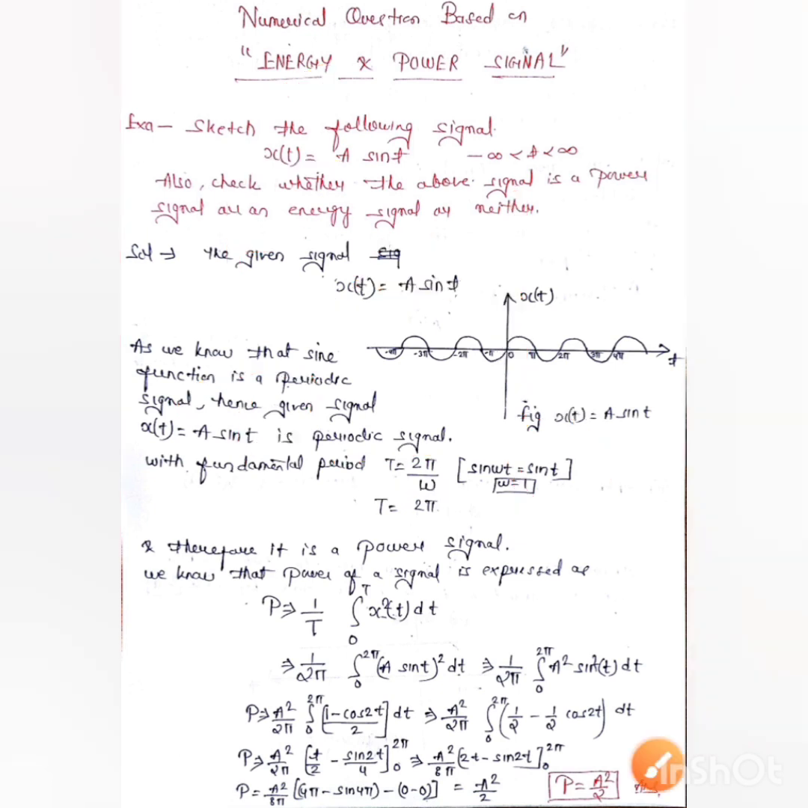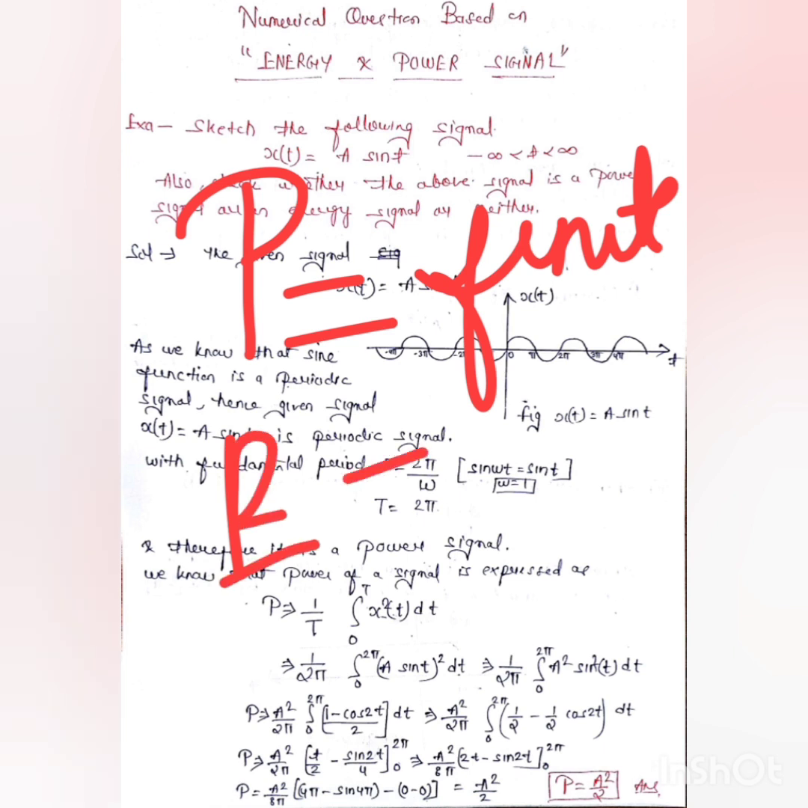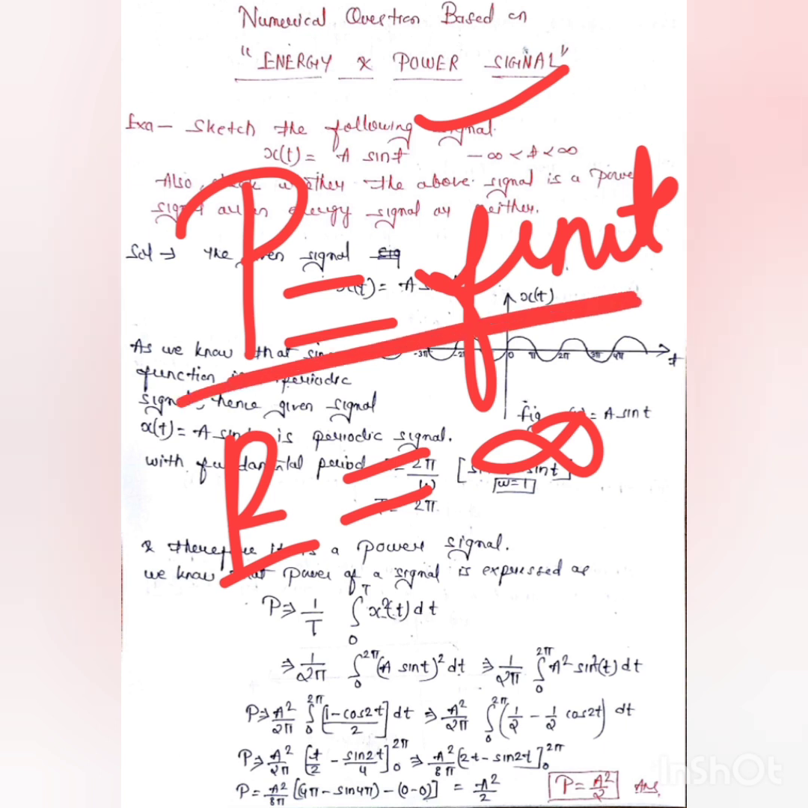Now, what is power signal? Power signal is one in which power is finite and energy is infinite. In case of power signal, the value of power must be finite and the energy of a power signal always comes infinite. We can understand this deeply with the help of examples.